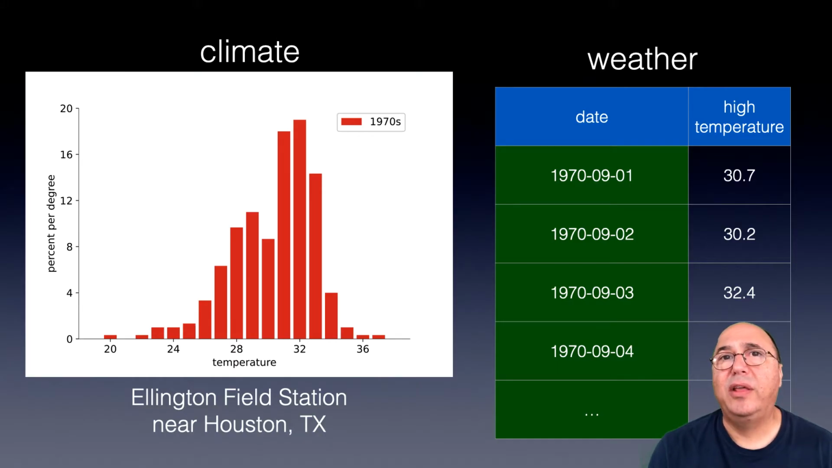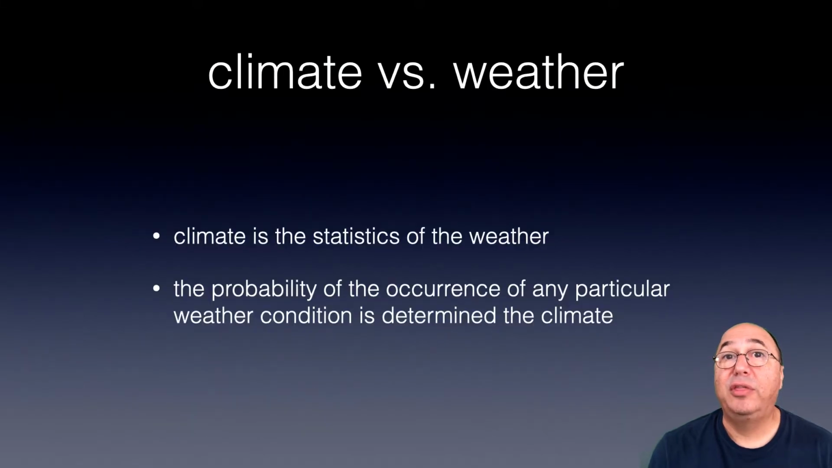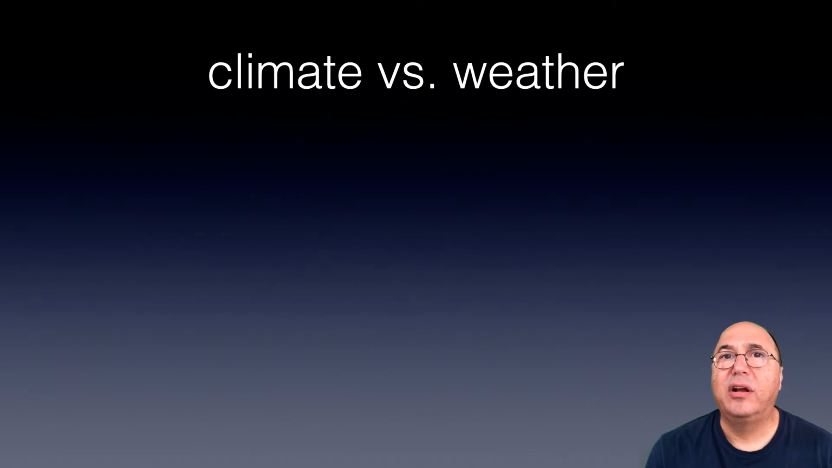So climate and weather are related but different concepts. You can think of climate as being the statistics of the weather. Or you can think of the climate as determining the range and probability of the daily weather. Climate and weather are important for different things.